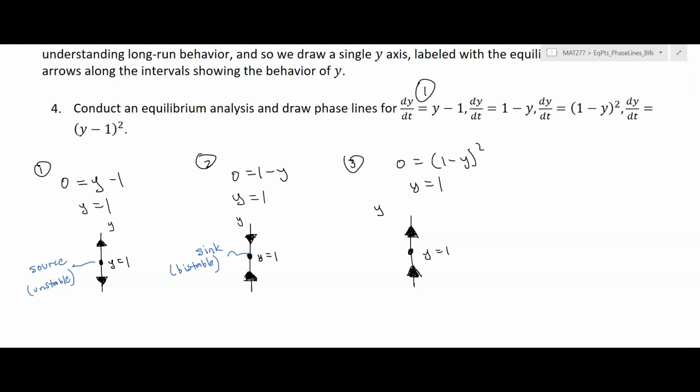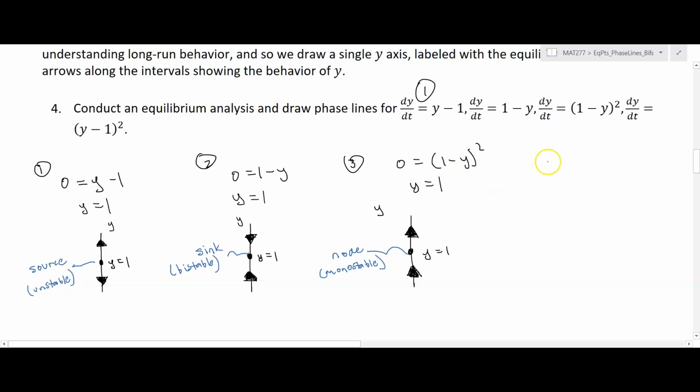So we often call this a type of equilibrium point a node. This is called a node, and it's called monostable. And you can imagine why. Mono means 1, so it's stable from only one direction but unstable from the other.